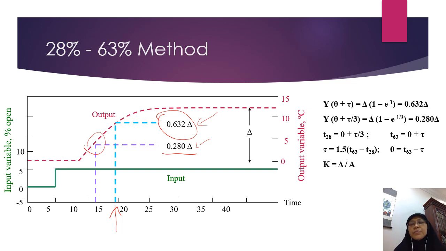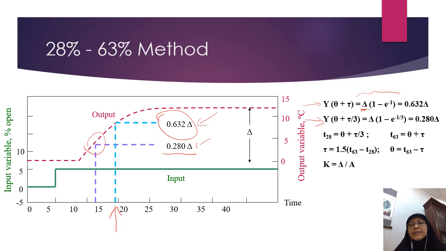So the response where the output is at the time of theta plus tau is equal to 63.2% of the final response, and this is the final change times 1 minus e to the minus 1. This is from the standard step response equation for a first order model.